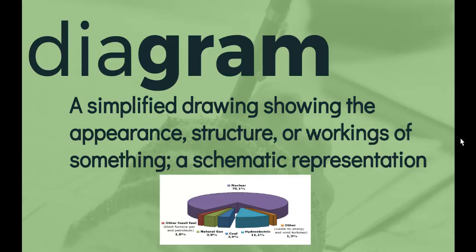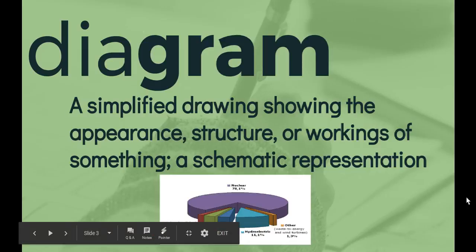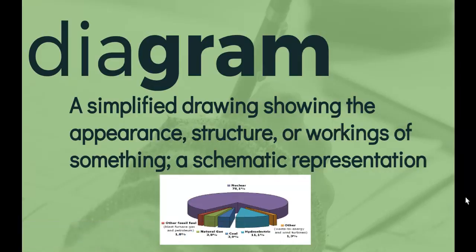Your first word is diagram, which is a simplified drawing showing the appearance, structure, or workings of something, or a schematic representation. So a diagram is something that is a simplified explanation of something else, and usually I think of it as being visual. So here I have a diagram talking about sources of energy. You can see that it's a picture and it explains energy.